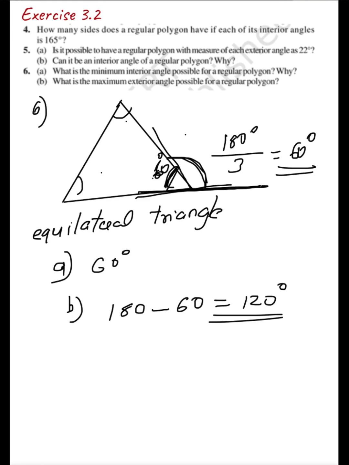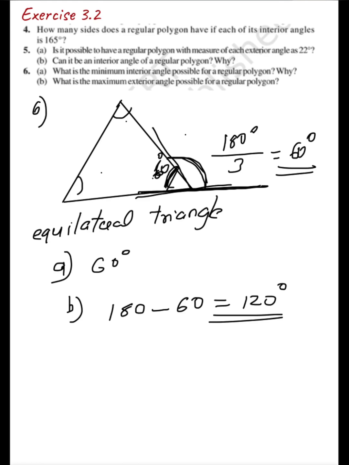That is, with each increase in interior angle, exterior angle will get decreased. So we already know that the minimum interior angle is 60 degrees. So the maximum exterior angle will be what? 180 minus 60, which is 120 degrees. Understand?